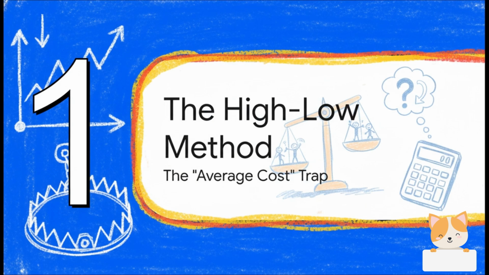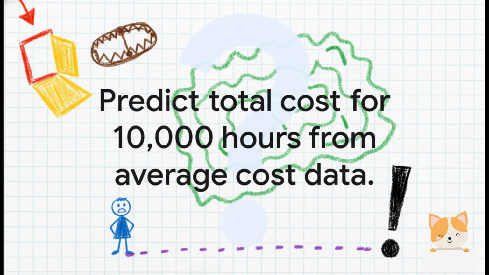First up, we have the high-low method. Now, I know the basic formula seems pretty straightforward, but there is a super common trap that involves average costs, and you absolutely need to know how to spot it and navigate around it. Okay, so here's the problem. We're given average costs at 2 different activity levels, right? And we're asked to predict the total cost for a completely different level. Now, your first instinct, your gut reaction, might be to just grab those averages and plug them into the high-low formula. But if you do that, you will fall right into the trap.